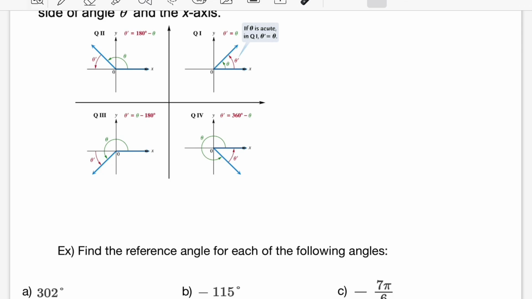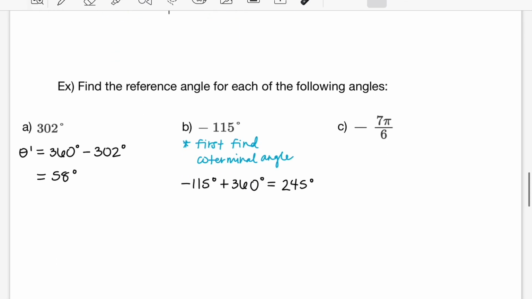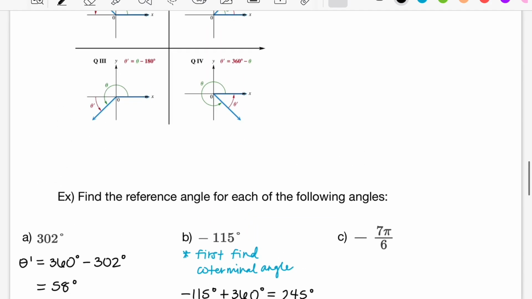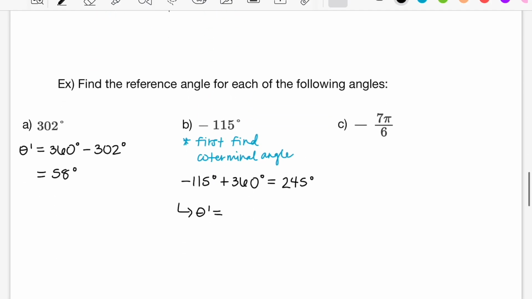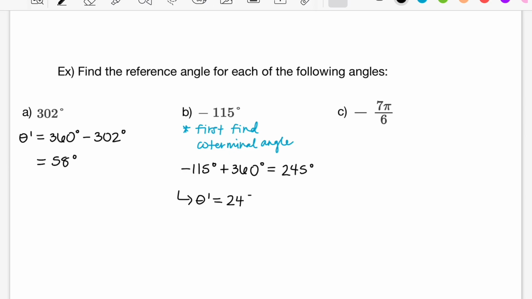So this tells us our terminal side is going to be in the third quadrant here. This is 180 degrees and this is 270. So 245 will be in the third quadrant. So we'll use the formula. We're going to do theta minus 180. This will give us 65 degrees. So that'll be our reference angle for negative 115 degrees.